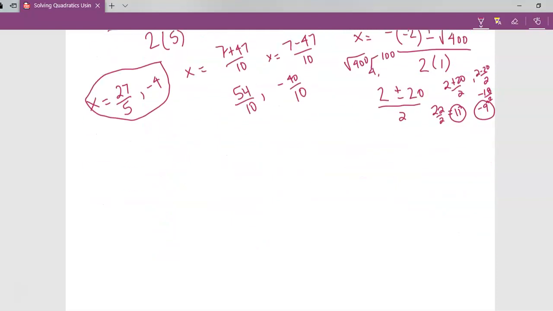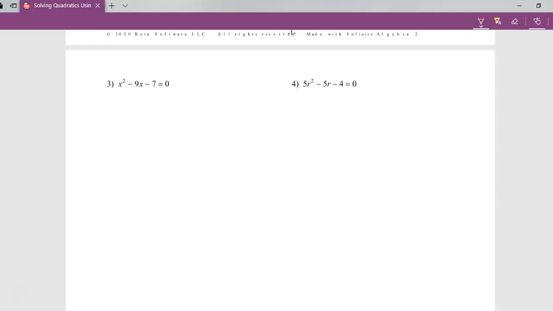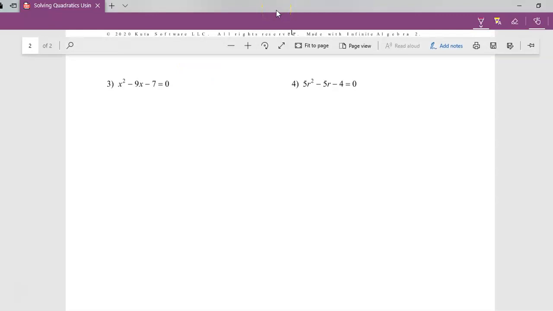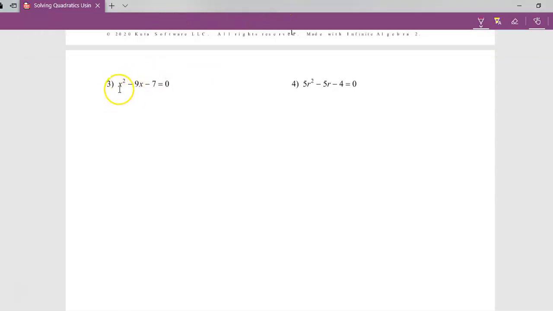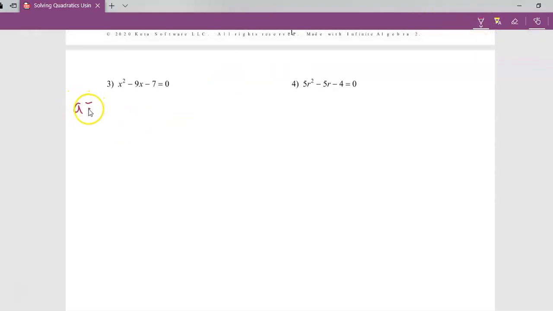Okay, let's try another one. Let's skip down here to number 5. Here we have, well, you know what, actually, before we do that, let's do number 3. So on this one, we have x squared minus 9x minus 7. So here my a is equal to 1, b is -9, and c is -7.